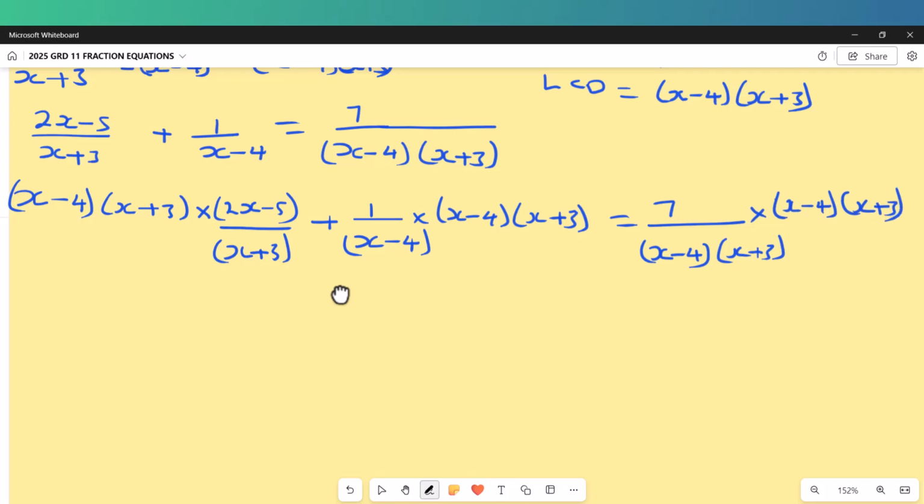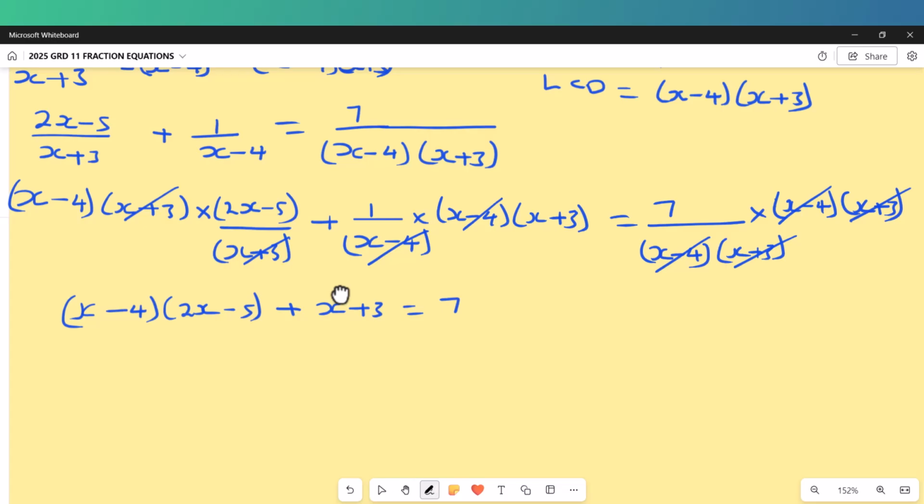I can see x plus 3 cancels with x plus 3, x minus 4 cancels with x minus 4, and x minus 4 cancels with x minus 4. So I'm left with x minus 4 multiplied by 2x minus 5, then plus, here I'm left with x plus 3, equals 7, because here everything was cancelled.